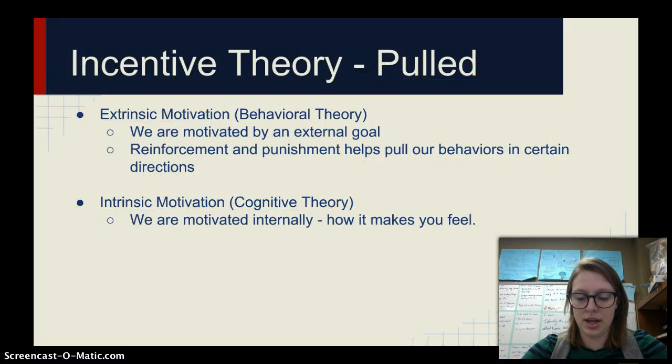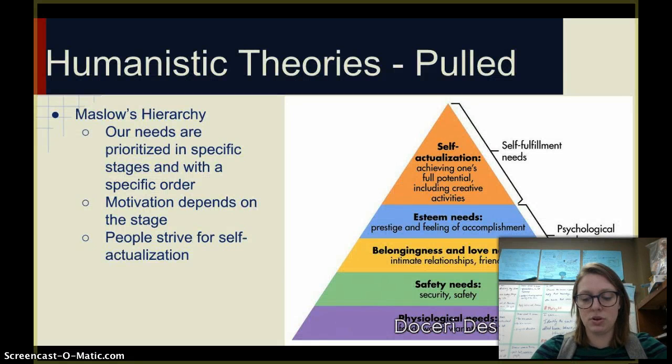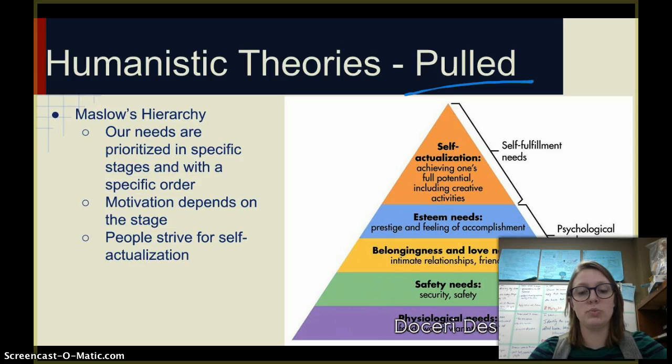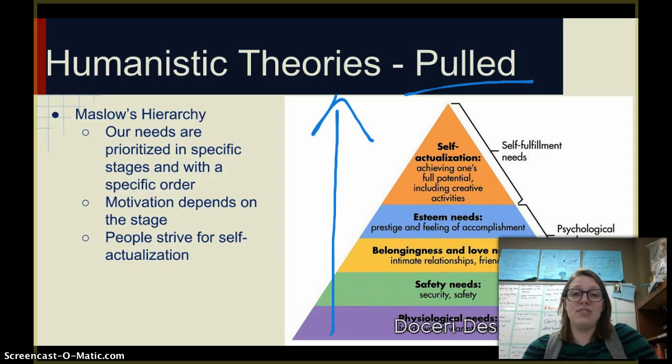All right, let's see what else is left. Humanistic theories. This is also an external theory. So pulled here, right? Maslow's hierarchy, we've already talked about Maslow's hierarchy, so you should be fully aware, but the line starts from the bottom and goes up. So basically the argument is that your needs are prioritized in specific stages and in a specific order, and your motivation depends on the stage. Your motivation to satisfy that need depends on what stage you're in.